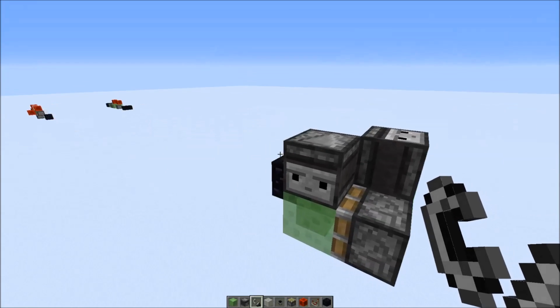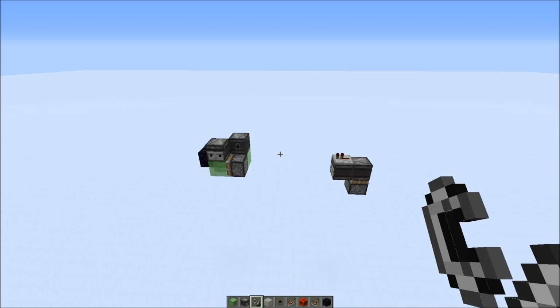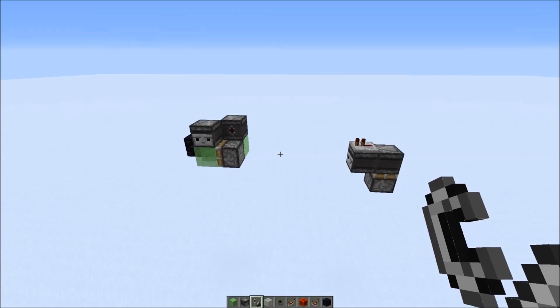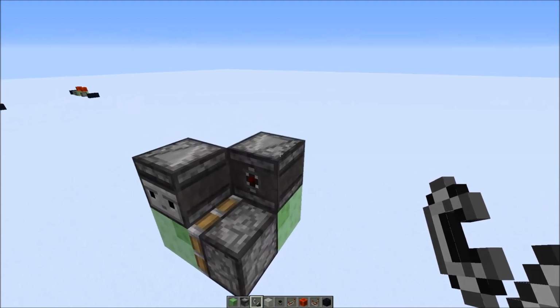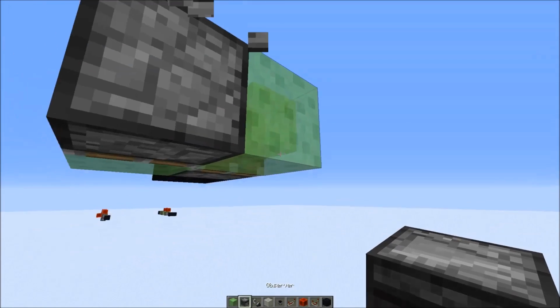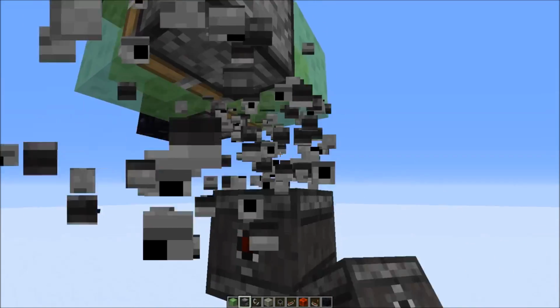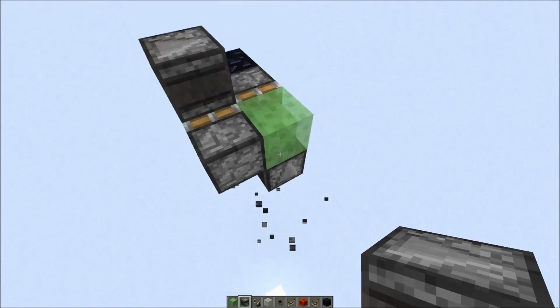Okay, I could do the same on the other side and it would just go back and forth. The second method is also quite nice, since it doesn't matter in this case where the observer is facing, so you can also attach it at the bottom this time. Doesn't matter at all. Okay, let's start this flying machine.